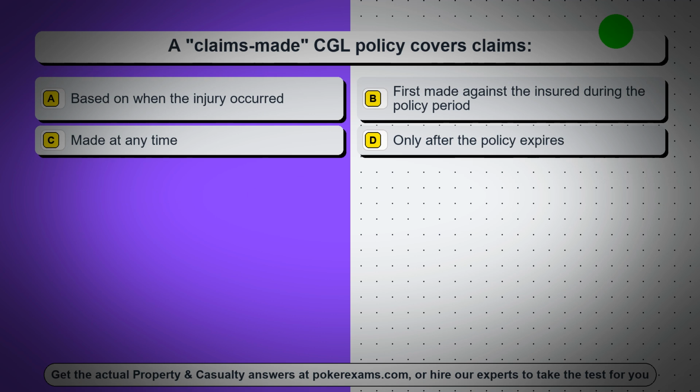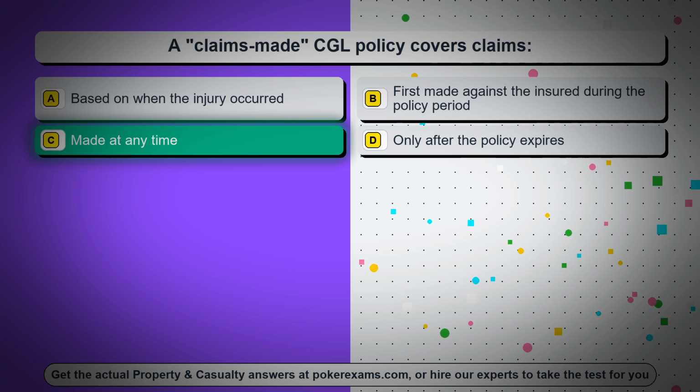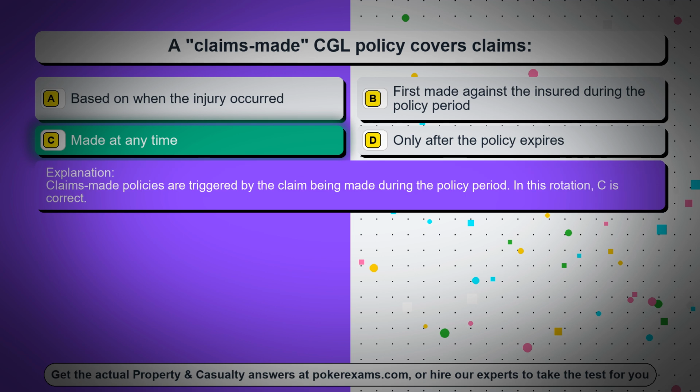Question 17. A claims-made CGL policy covers claims: Option A, based on when the injury occurred. Option B, first made against the insured during the policy period. Option C, made at any time. Option D, only after the policy expires. The correct answer is option C, made at any time. Claims-made policies are triggered by the claim being made during the policy period. In this rotation, C is correct.